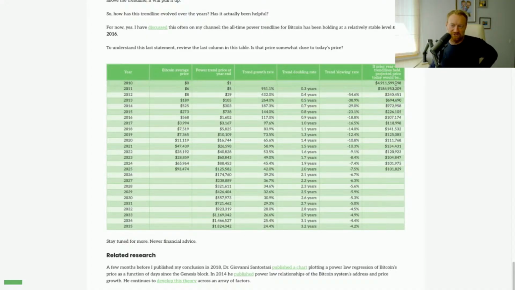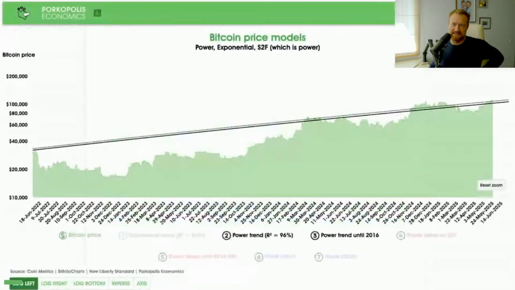And then if you go back to the 2010 boom, we should be at $4 billion Bitcoin, nearly $5 billion Bitcoin. Of course, we're not. So it took a few years for Bitcoin to settle into this trend, but settle in it has.